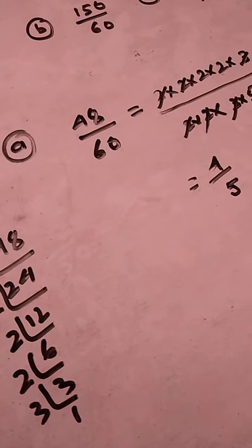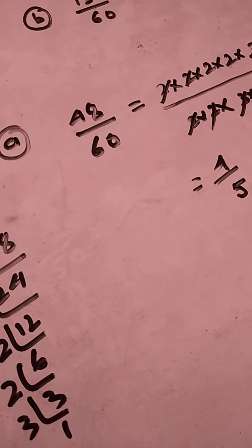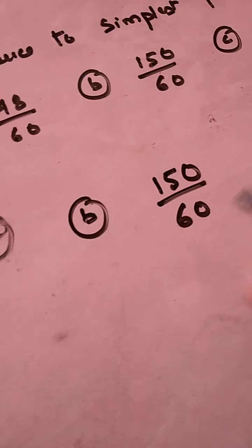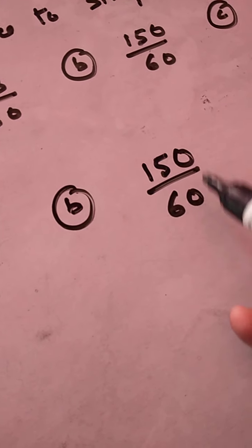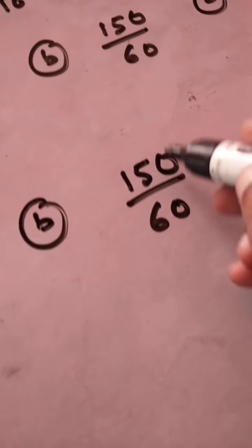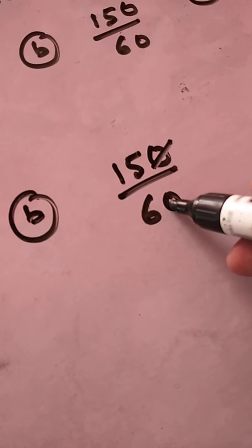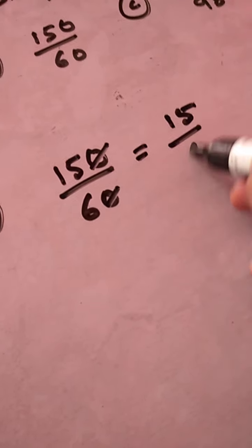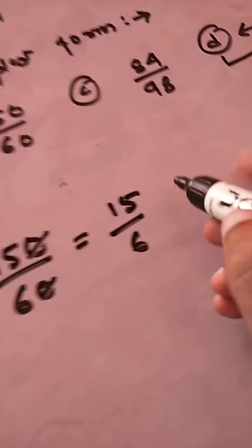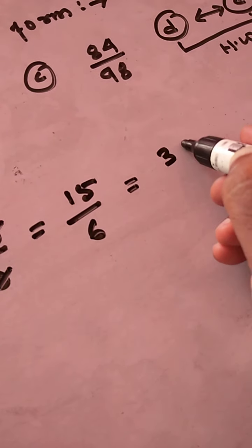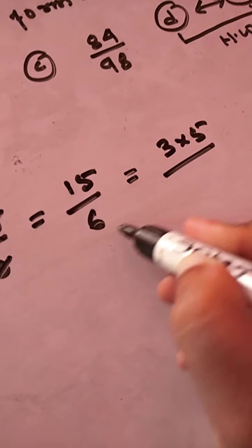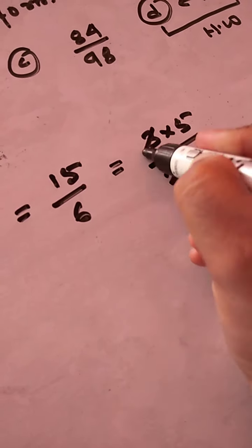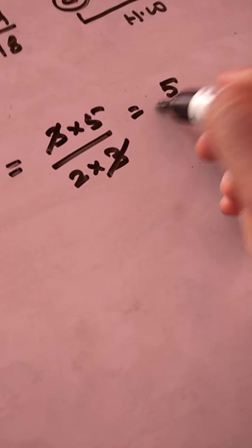Now let's do sum number B. Sum number B is 150 by 60. When you see that both numbers carry 0 as the unit digit, first of all what will you do? You will cancel these two zeros. That will make your work much easier. So that is now 15 by 6. Now in place of 15 we can write 3 into 5, and in place of 6 we can write 2 into 3, isn't it? So we'll reduce the 3. So the answer is 5 upon 2.